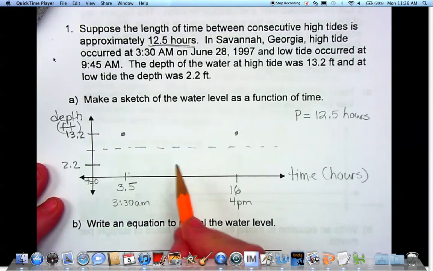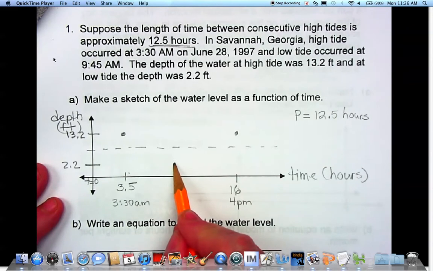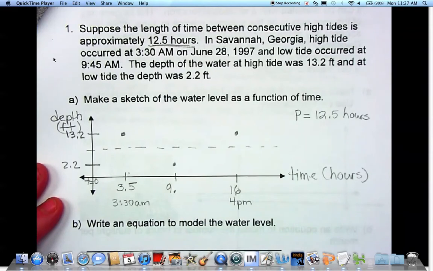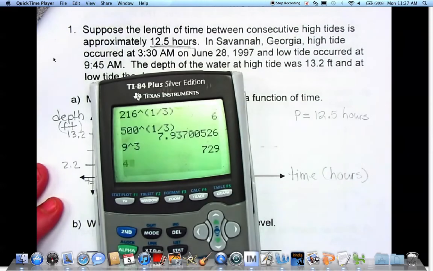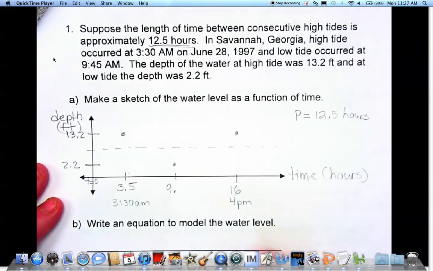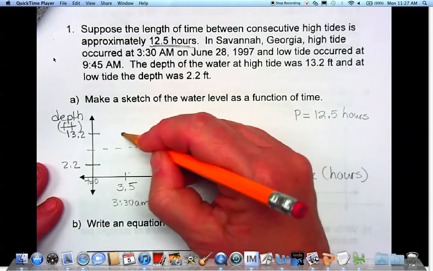Okay, so then we have a minimum, and it tells us when the minimum was too, at 9:45. We don't really need to know that, but what's 45 minutes out of 60 minutes? 0.75. Good, 3/4 or 0.75. So this is a cosine.